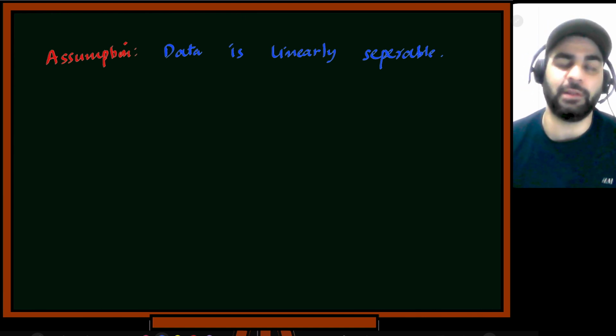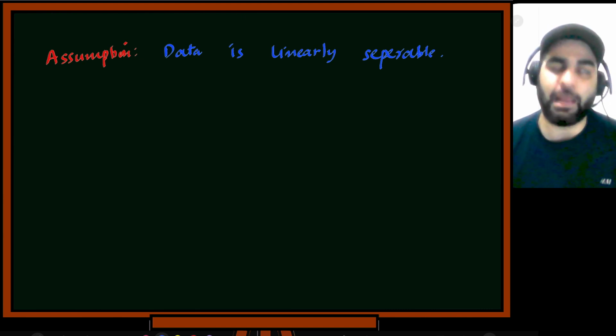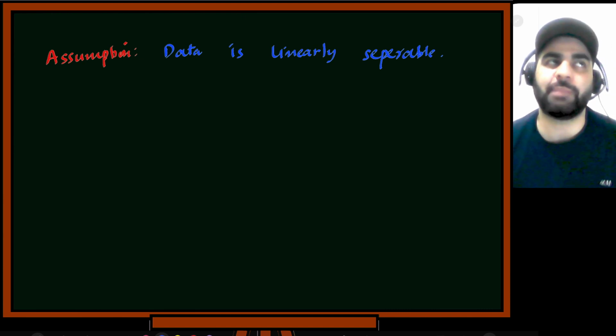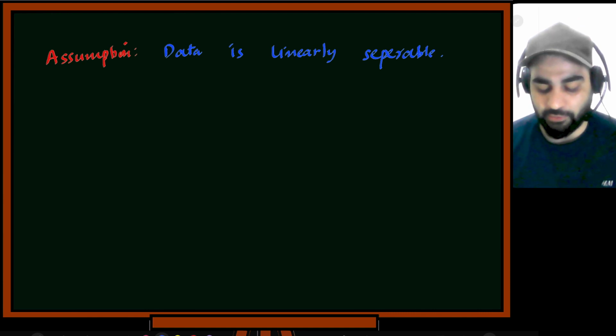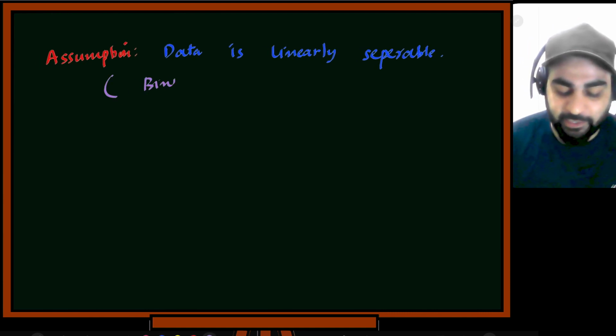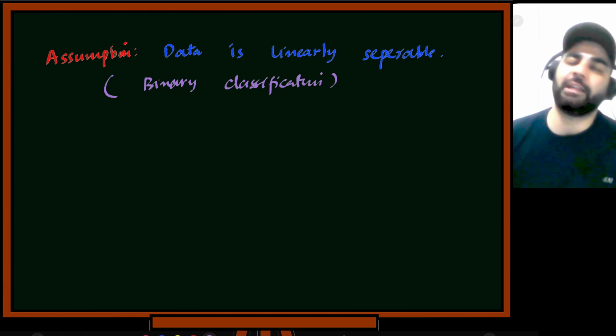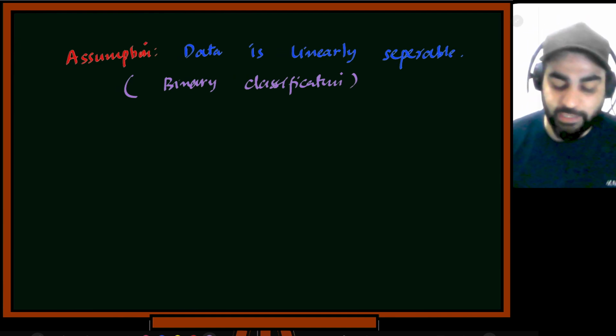What's the meaning of linearly separable? It means that we can just draw a line, or a hyperplane in n-D, which separates these two types of classes. It is used for binary classification usually. As you saw in linear regression, we try to fit this line.